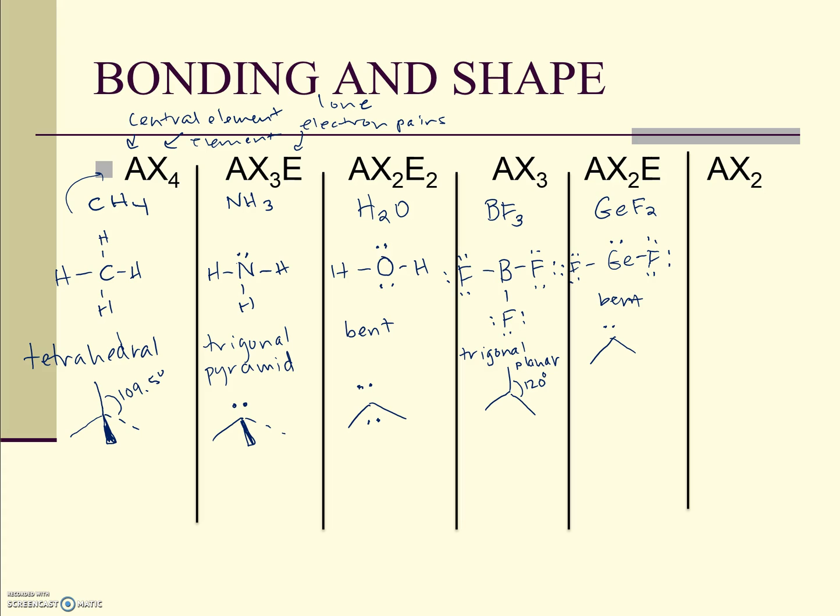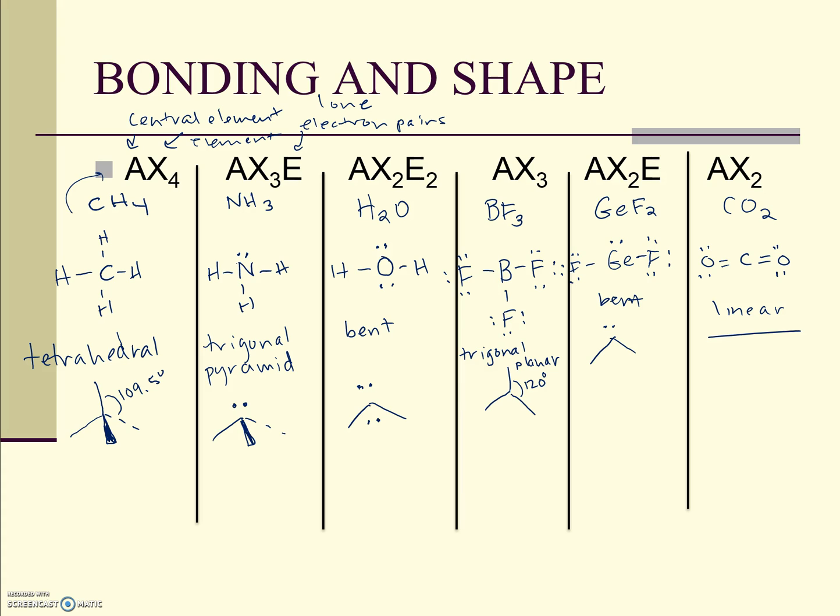And then my last thing is something like AX2, and I'm going to look at CO2 as my example. So CO2 ends up being like this with double bonds. But I have 2 things around it, and so it's just linear.